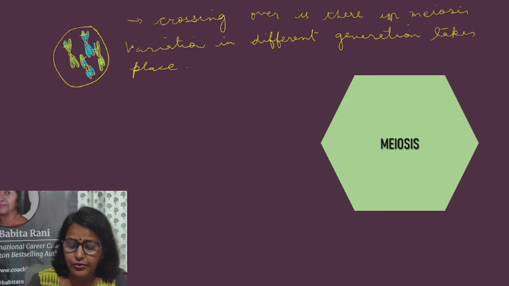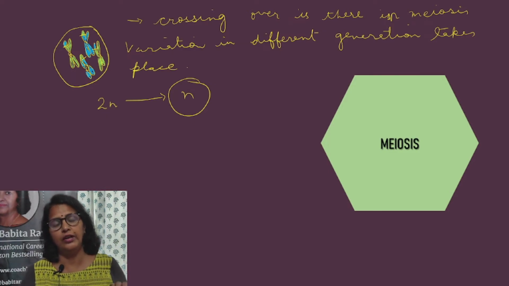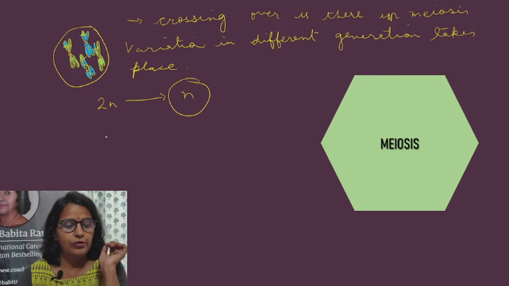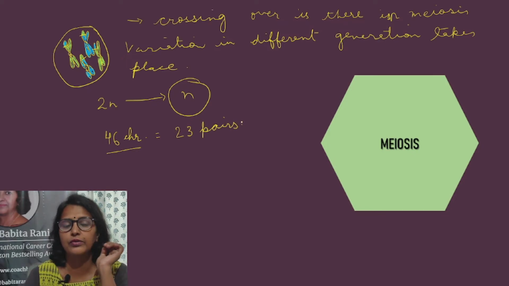So, now you saw that in meiosis the chromosome number has been reduced. Why has the chromosome number been reduced in case of meiosis? You know, the number of chromosomes is fixed in an individual or species. Let us take the example of human beings. You know that we have 46 chromosomes in human beings, or 23 pairs, 23 homologous chromosomes.